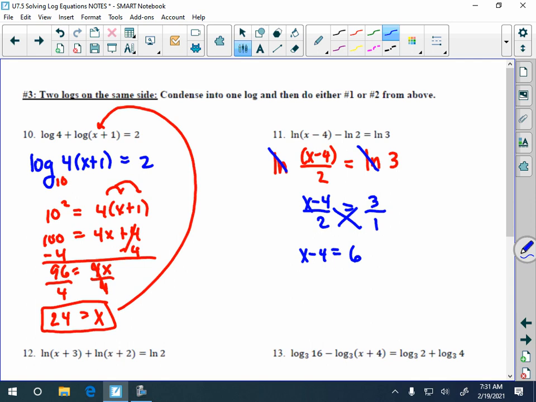So remember proportions, when you have one fraction equal another fraction. Just multiply diagonally. All right, so we'll add 4. X equals 10. Again, we want to check, and it does work.